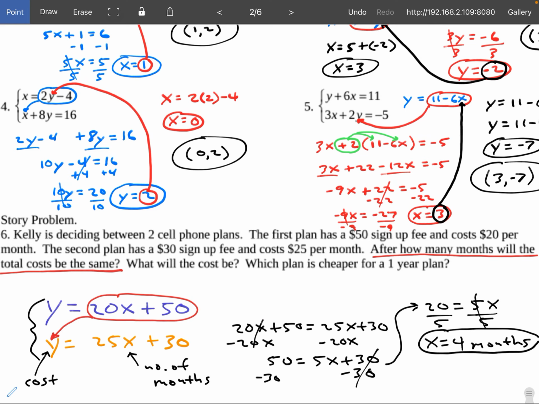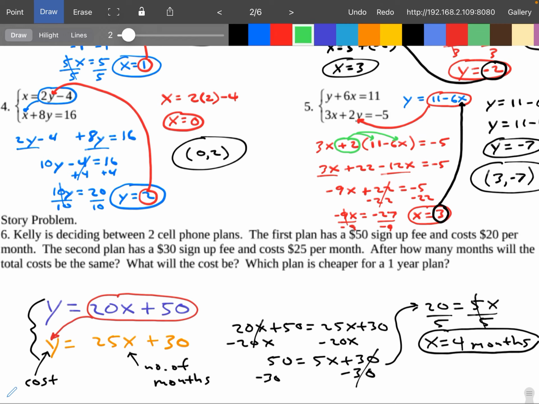All right, so what do we got? The first question is, after how many months will the total cost be the same? Well, I set the two equations equal to each other right here, right? And we solve for x, so we know now that after 4 months, the cost will be the same. So we answered the first question.